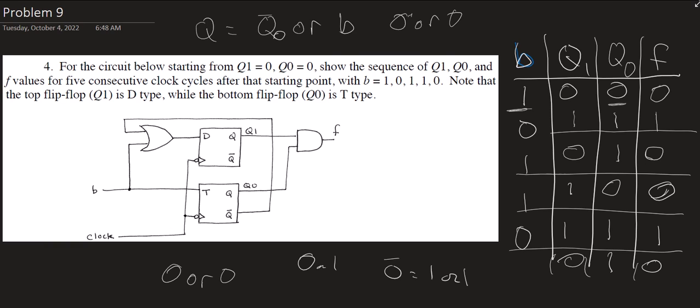I have a question about the fourth row. Can you explain how you got Q0 on that one? Q0, sure. Okay, so Q0, it's a T flip-flop, and its input is B, but we have to go back to see what B was before, and B before was 1, and for a T flip-flop, that means toggle. It was 1, so it toggled to 0.